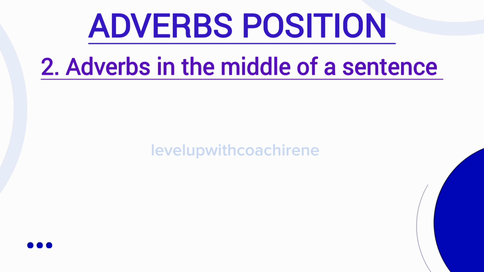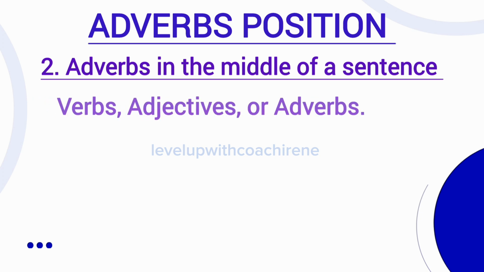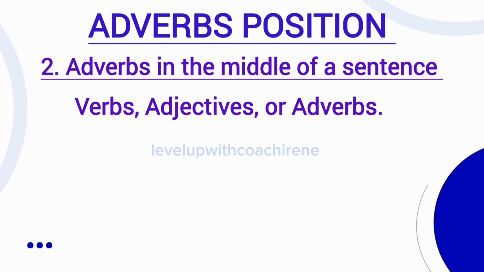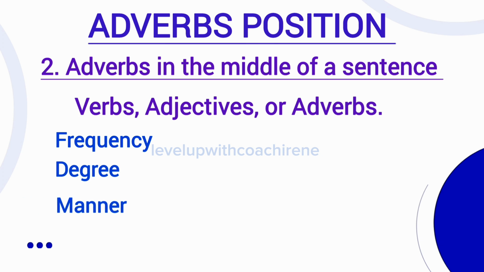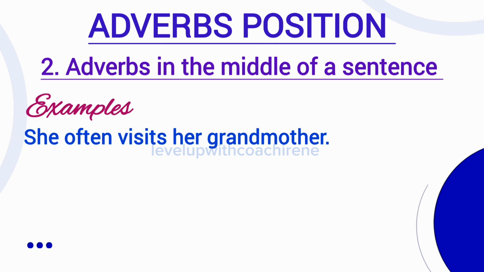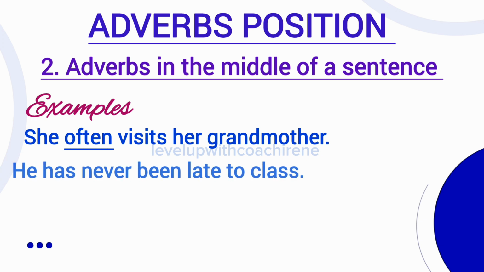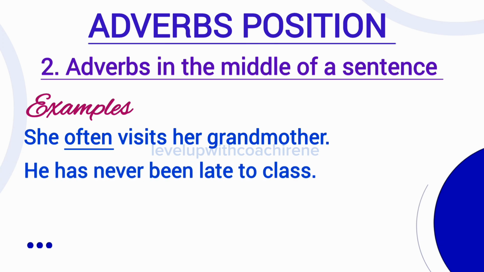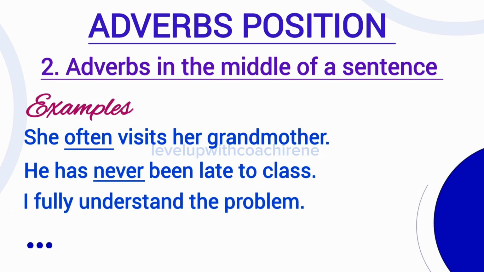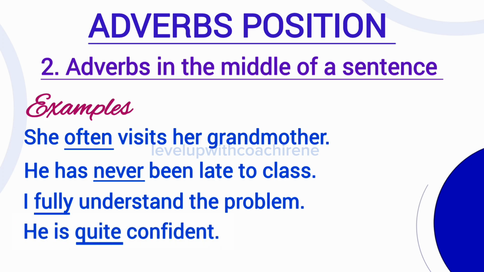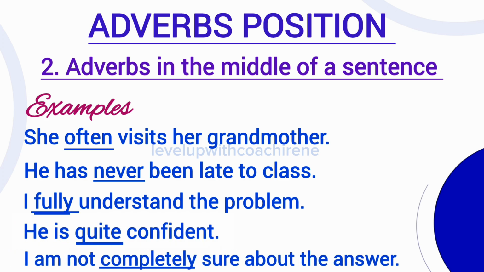Number two, adverbs in the middle of a sentence. When adverbs are placed in the middle of a sentence, they modify verbs, adjectives, or other adverbs, often indicating frequency, degree, or manner. The middle position is generally before the main verb, after the subject, or after an auxiliary verb. Examples: she often visits her grandmother. The adverb in the sentence is before the main verb. He has never been late to class. The adverb is after the auxiliary verb. I fully understand the problem. He is quite confident. I am not completely sure about the answer.